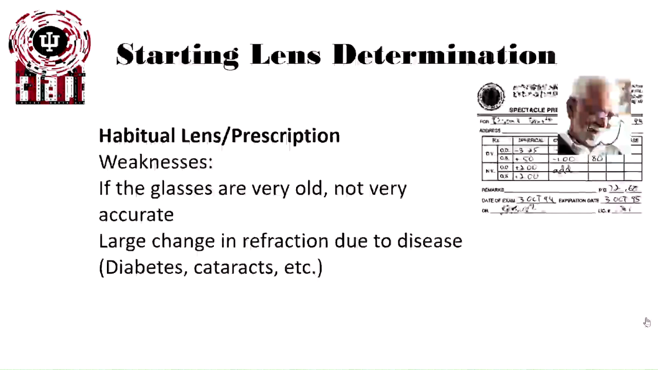It does have some weaknesses, though. If the glasses are very old, it can be not very accurate. If the patient brings in a pair of glasses that are 10 years old, it's probably not the best starting spot. Also, large changes in refractive error due to disease, so increases in sugar may cause a myopic shift due to diabetes, or changes in the lens structure due to cataracts, it may not be the best choice when there's significant large changes or large decreases in acuity.